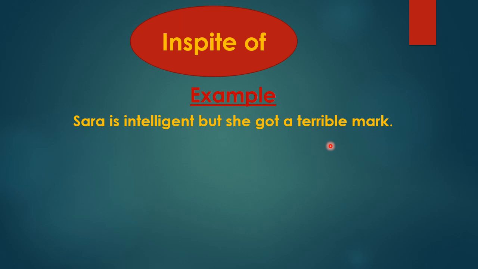Now, if we want to use in spite of in this sentence, we have three possibilities. Let's see the first. We can say, in spite of her intelligence, Sarah got a bad mark. Now here we have used the noun of the adjective intelligent. So, in spite of plus noun.